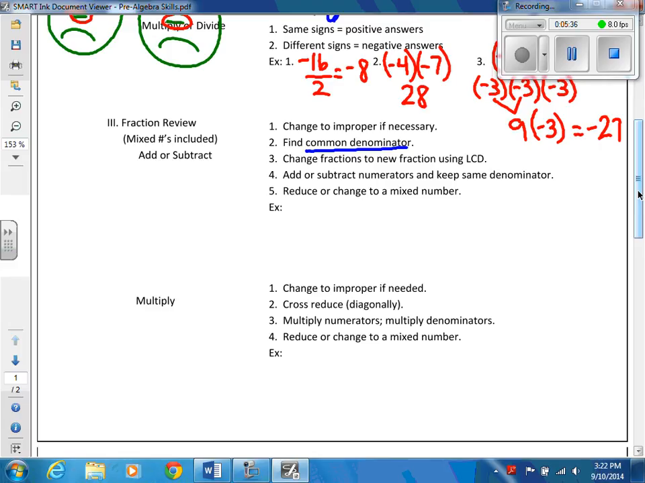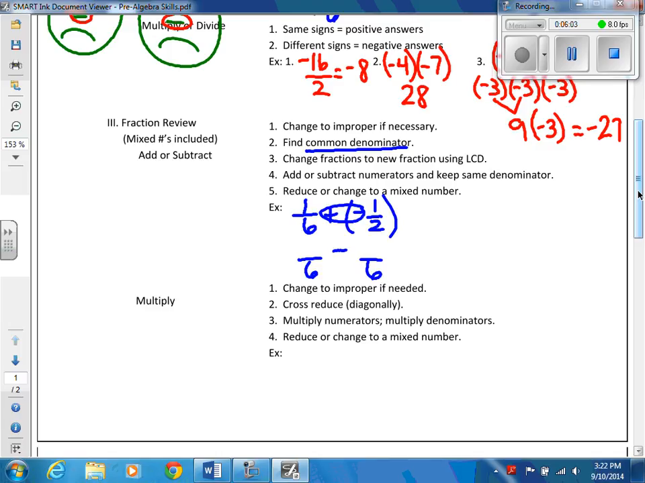So the example that I want to show you will display what I'm talking about. Okay, now this example also has double signs, so we want to take care of that when we're rewriting our problem. There are no mixed numbers, so we don't have to worry about step one. We do need a common denominator. 6 and 2 are not the same number, so we need to find the lowest number that both of them can divide into, and it happens to be 6. So we're going to make our fractions have a 6 on the bottom, and the sign in the middle is going to be a minus sign now.